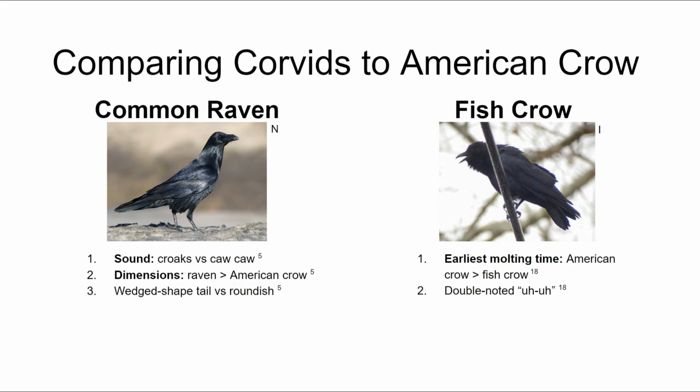What are the differences between American and a fish crow? First, the American crow sheds its feathers earlier than the fish crow. A crow molts after they finish breeding. An American crow breeds 1 or more months earlier than a fish crow. Last, fish crows have a call that differs from the American crow's call.